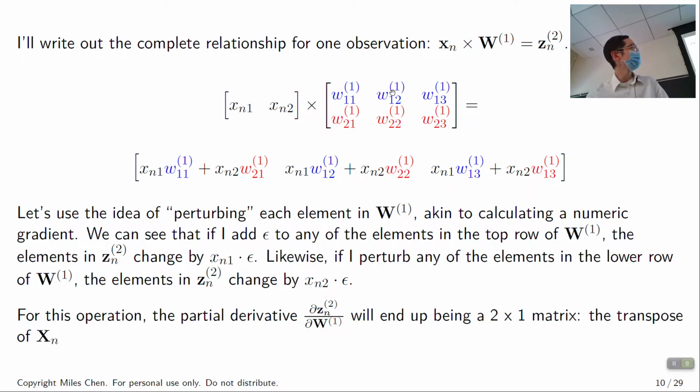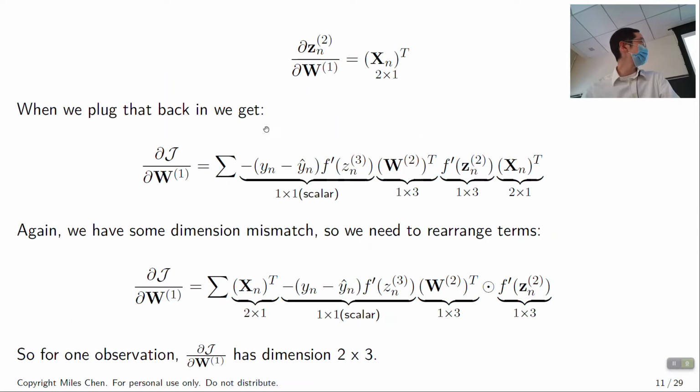If I do that to any of the elements in the second row, it's going to change by a factor of xn2. It's a little bit strange, but we can think of it as operating almost like the sum of this row vector. And so the result ends up being the transpose of this nth row of x. Okay, so we end up getting a 2 by 1 matrix.